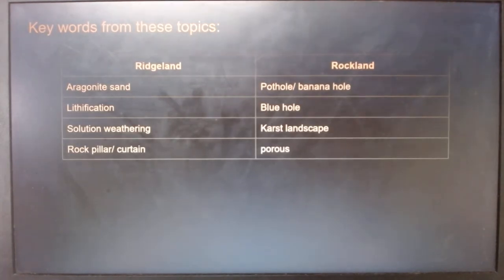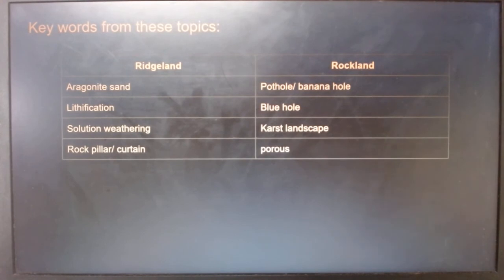To start, just a couple of keywords. I've just put in 4 keywords from each topic. Again, they're ones that you may or may not need to know for your quiz on Friday. There are obviously other words around these 8 that you need to know definitions for. But if you go back through your notes from ridgelands and rocklands, that's probably the best source of information, and you'll find a lot of keywords.